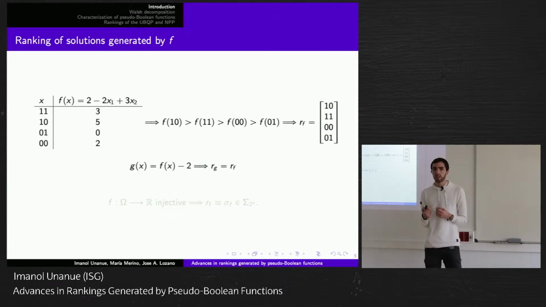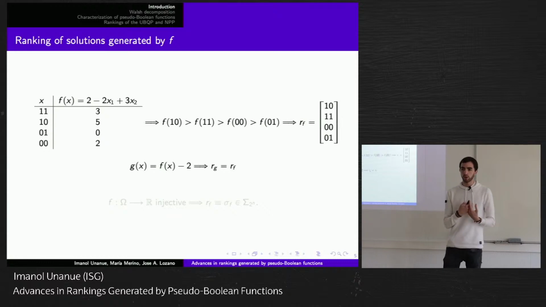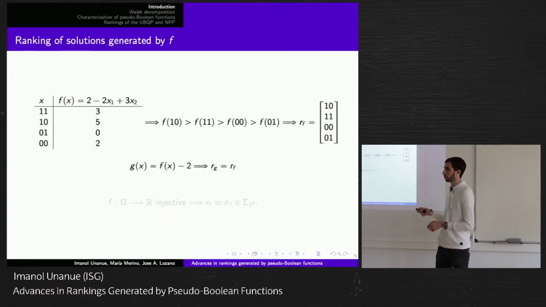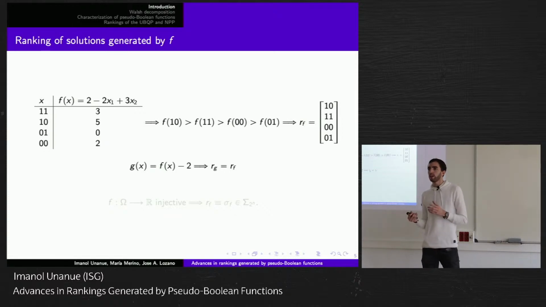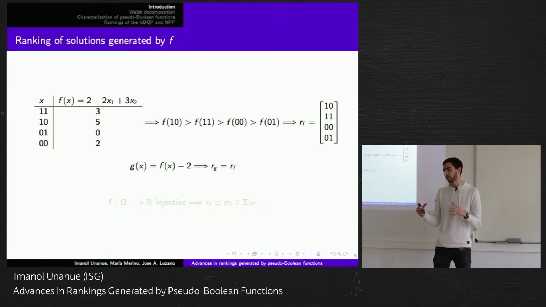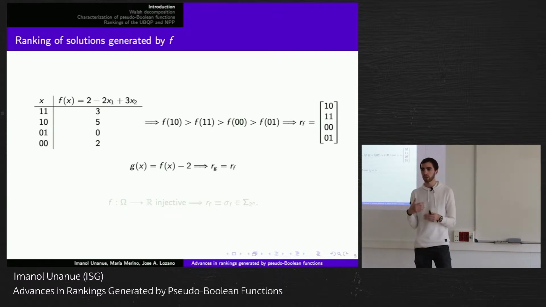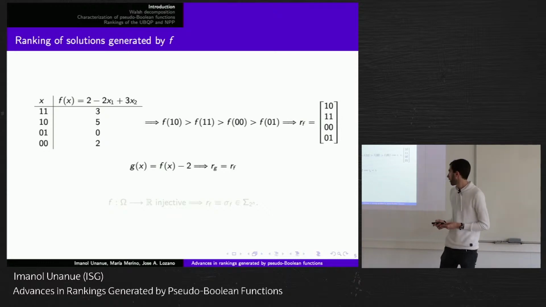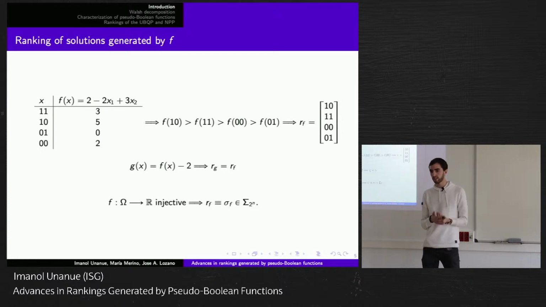It must be mentioned that in general there are infinite pseudo-Boolean functions which generate the same ranking of solutions. For example, if we add or remove a constant term, the ranking will stay the same. This is very important because it simplifies the range of different scenarios that a problem can present. This is very useful, for example, for local-search-based algorithms and those algorithms that do not consider the specific fitness function values. Moreover, there is an association between all the injective fitness functions and the space of permutations of length 2 to the power of n.